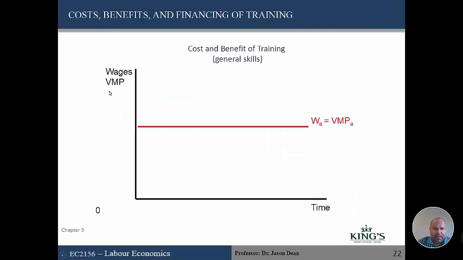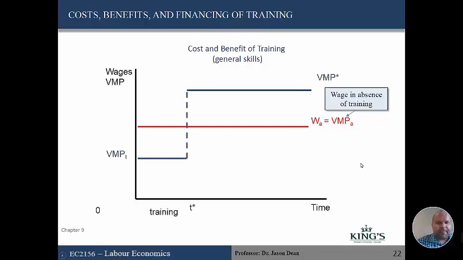So here we have our wages. So we have a wage A, which is equal to the value of the marginal product. So we're assuming a competitive market here. Okay. Now we're talking about general skills. Okay, so this wage would be the cost to the employer and the benefit for the worker. Okay, let's assume that this wage is the wage in the absence of any training. So this person can get this wage on the market without any training.